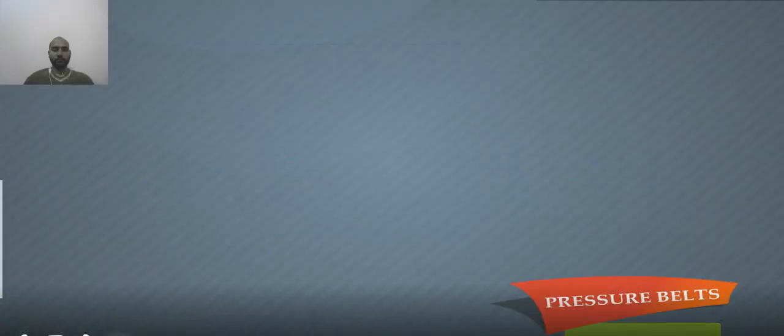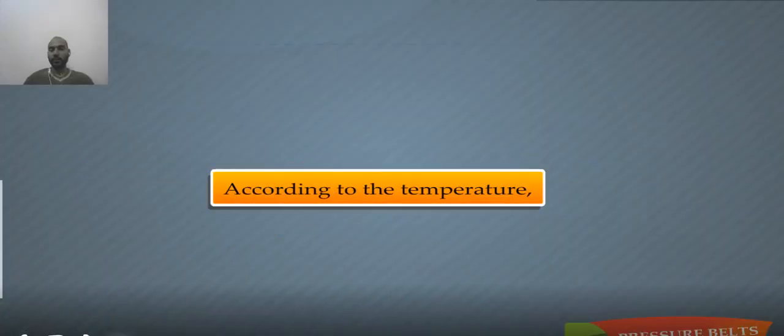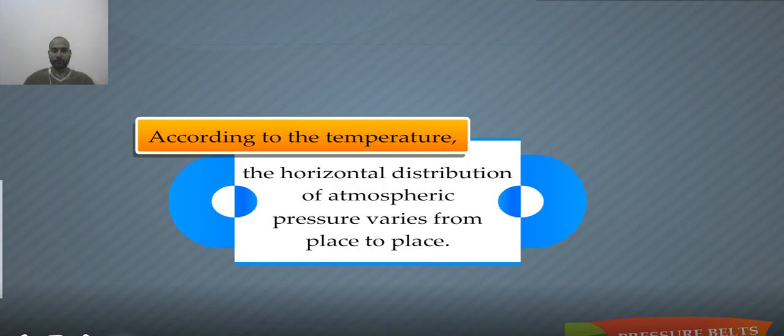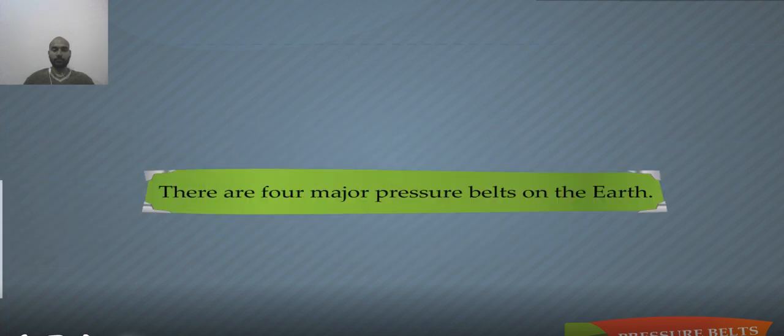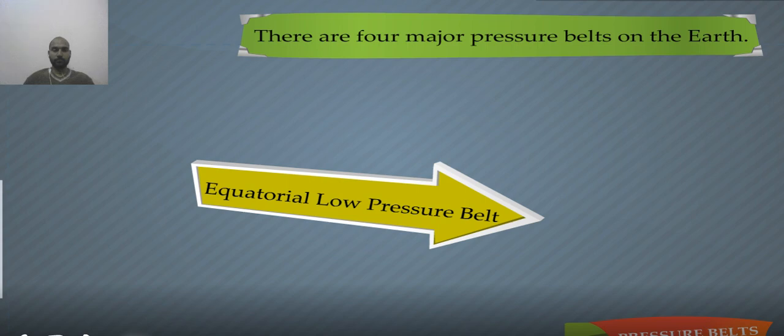Pressure belts. So the next topic is pressure belts. What are pressure belts? We will discuss the different pressure belts on the globe, and how pressure belts result in different wind formation on the globe. According to the temperature, the horizontal distribution of atmospheric pressure varies from place to place. There are four major pressure belts on the Earth. These are the equatorial low pressure belt.